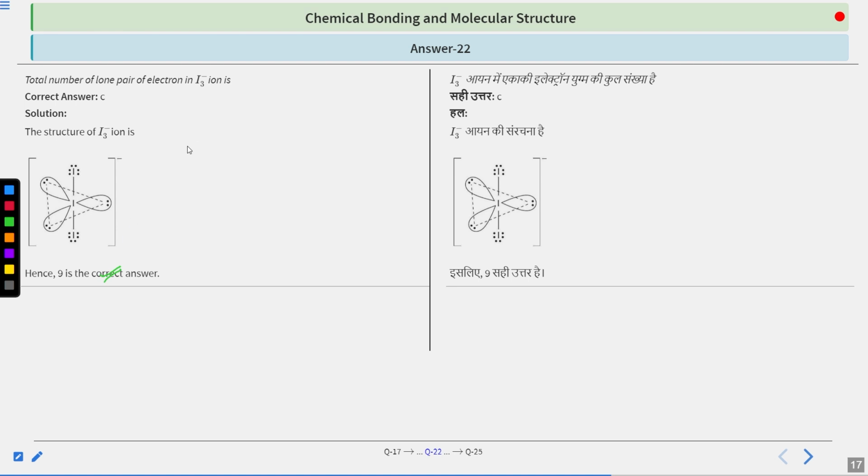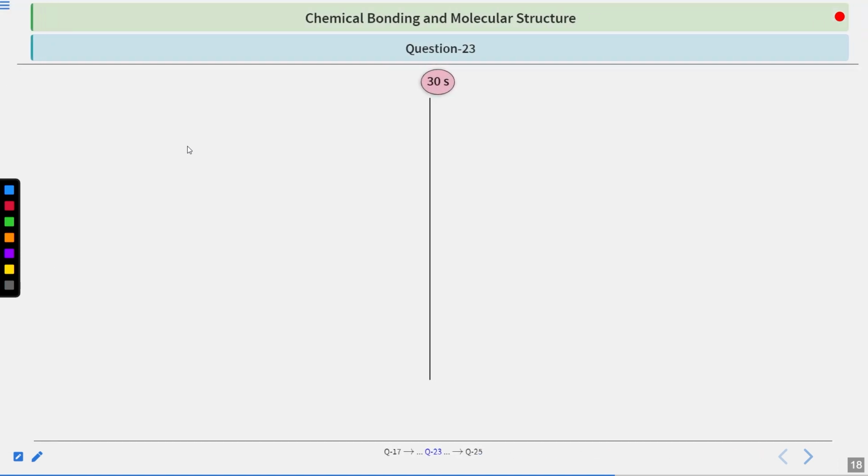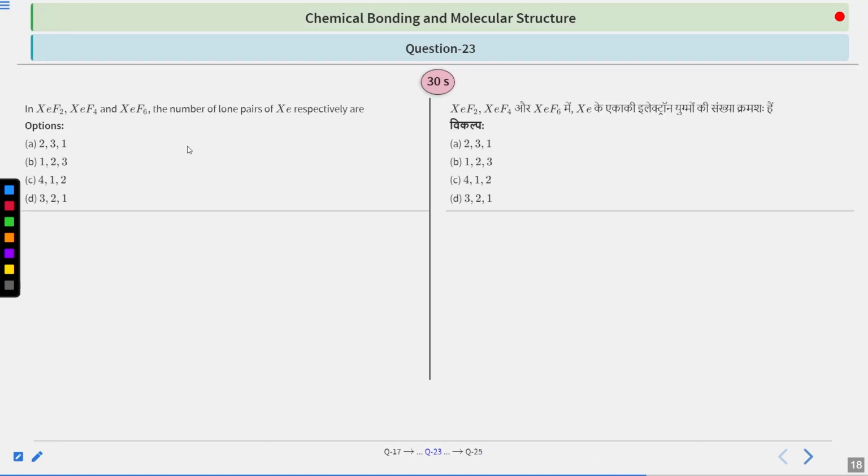Okay. Now moving to the next question. Question number 23 says that in XeF2, XeF4 and XeF6, the number of lone pairs on Xe respectively are, options are A 231, B 123, C 412 and D 321. So you have 30 seconds to solve this question. Your time starts now.